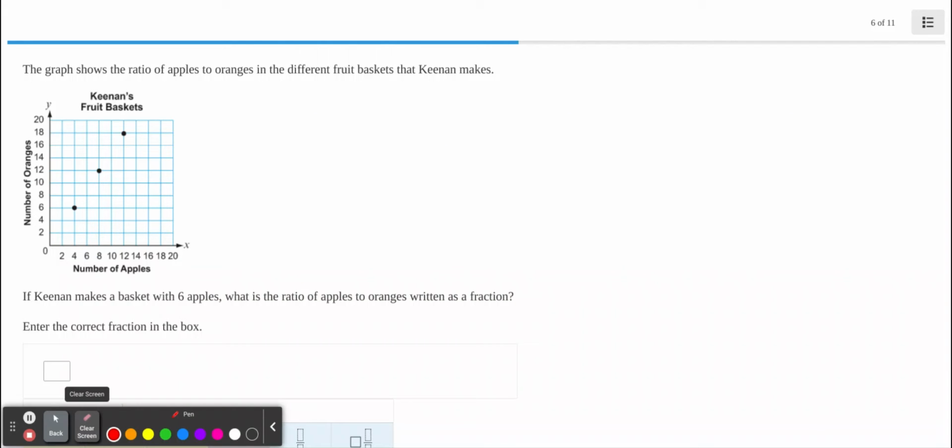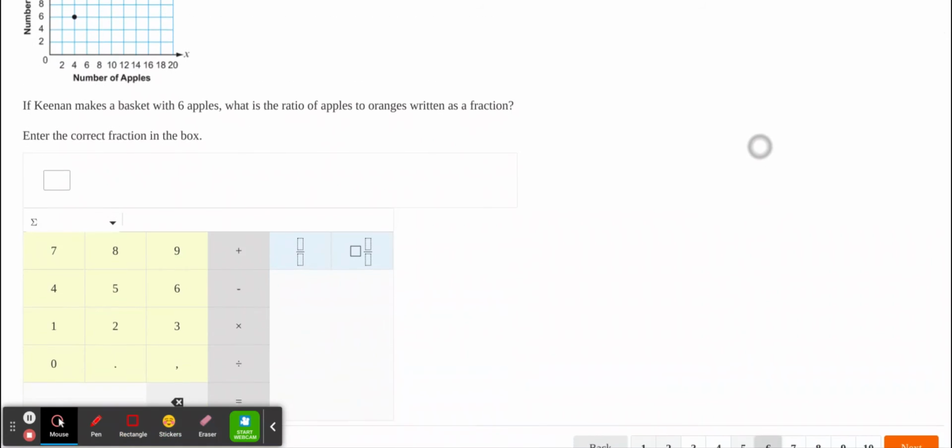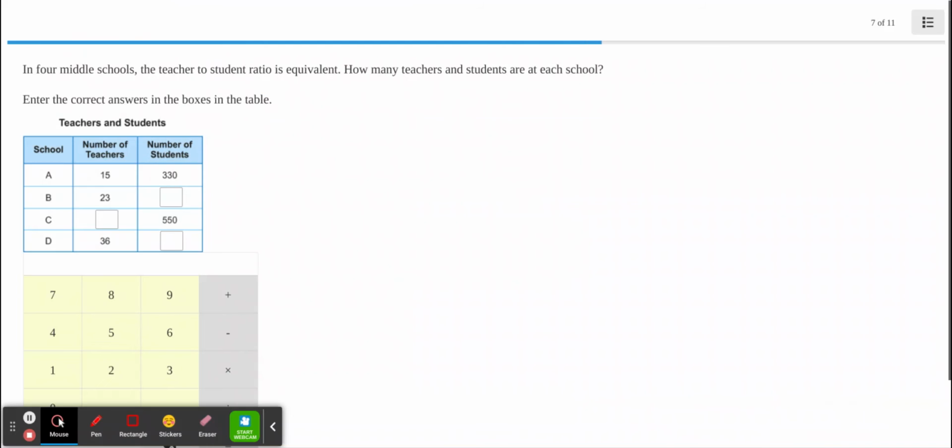Moving on, I'm going to flip my page here. We're going to look at number 7 together. Oh, hold on here. Let's clear that out. Go back to my mouse and let's pull this up. That's our next one. All right.